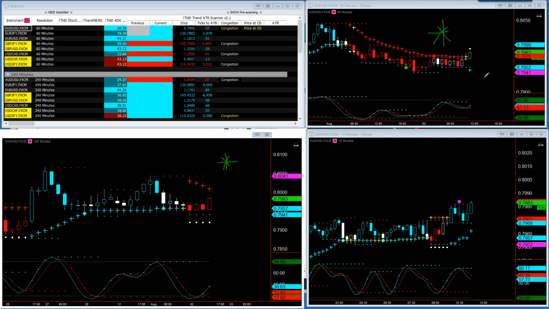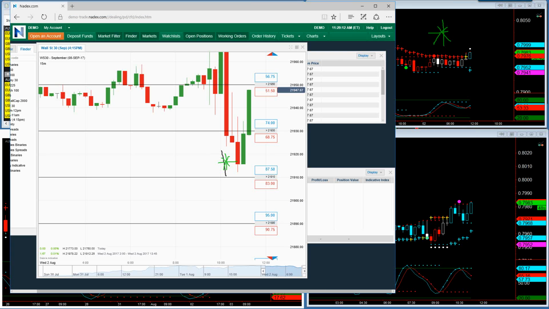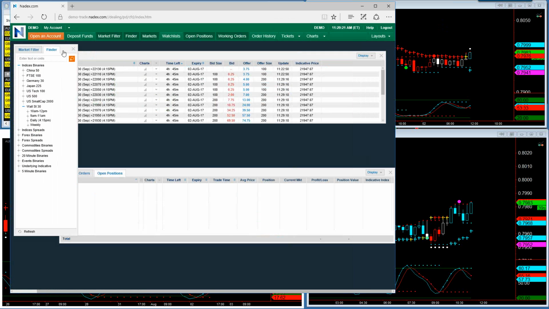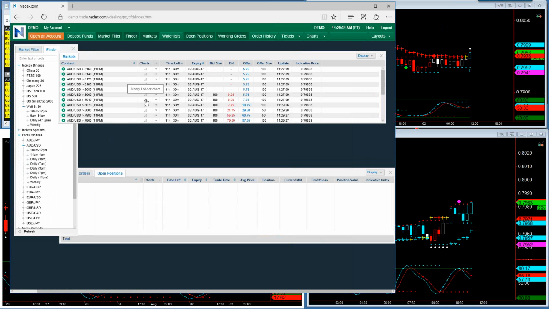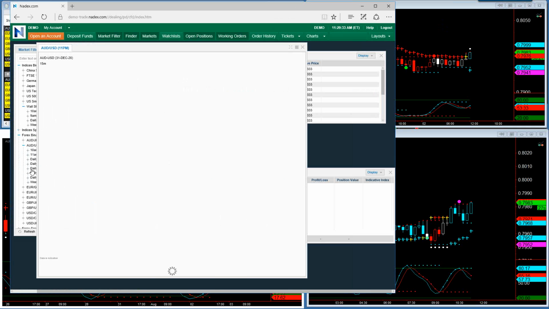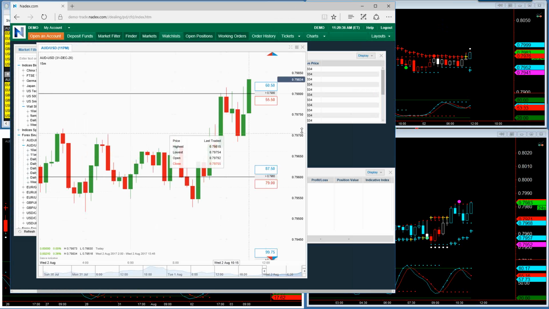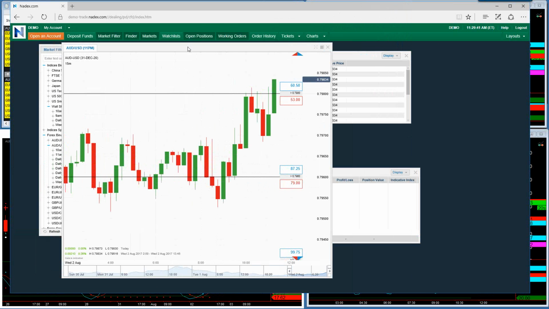Now, in Nadex, what I would have to do is bring up 2 different charts. Well, 3 actually. So on this one, we were looking at the Aussie. So in this case, I would look at the Aussie, and let's just look at the daily 11 p.m. And this is the other thing. You're going to have to choose an expiration, okay? So in this case, this is my 15-minute.